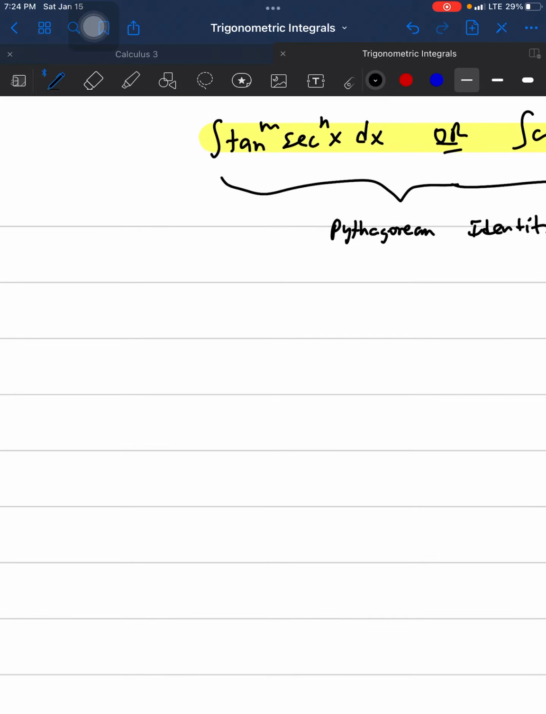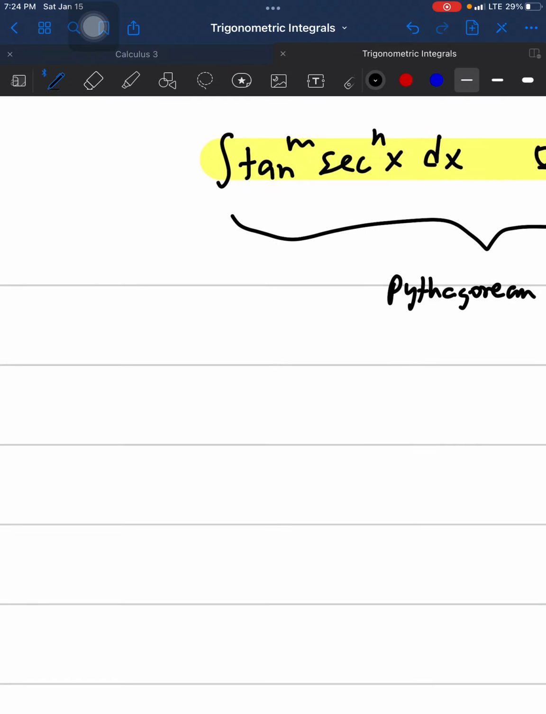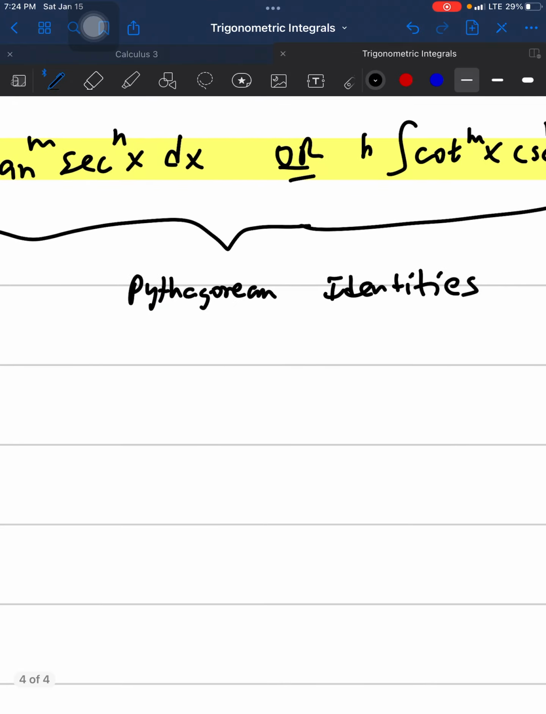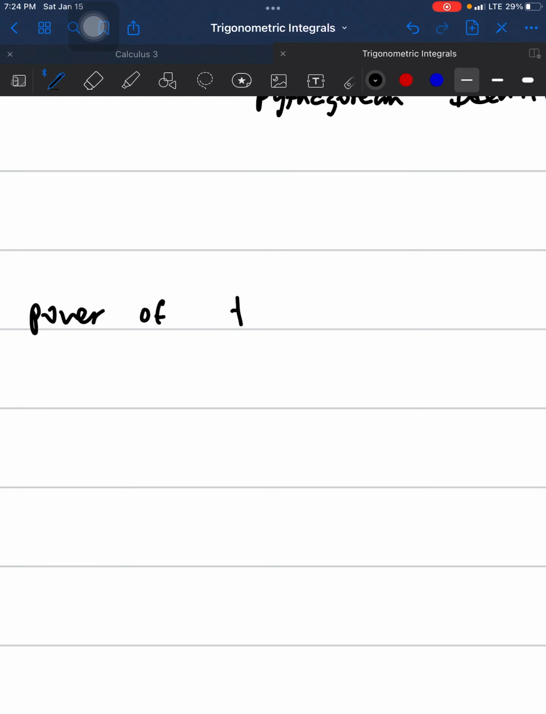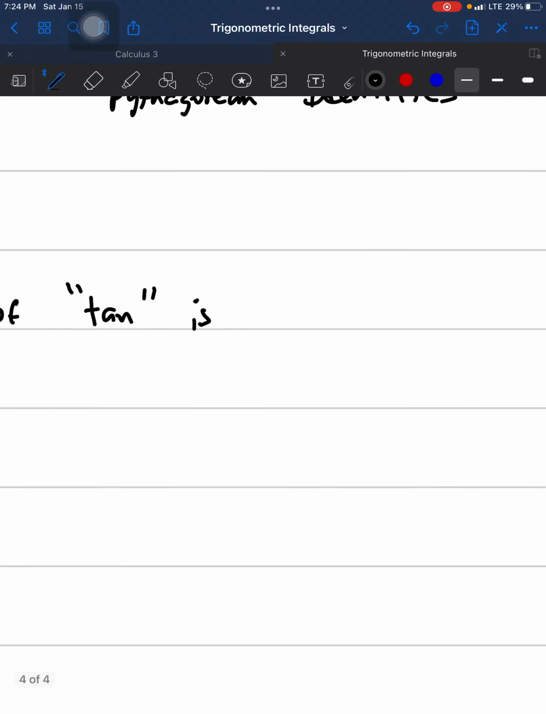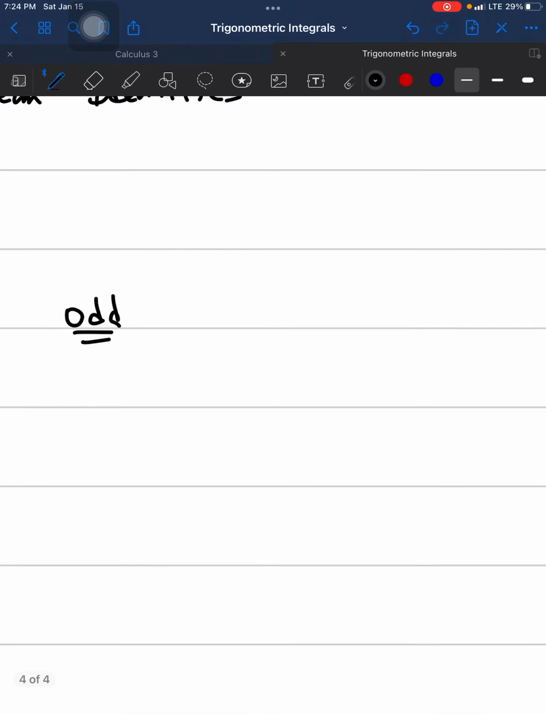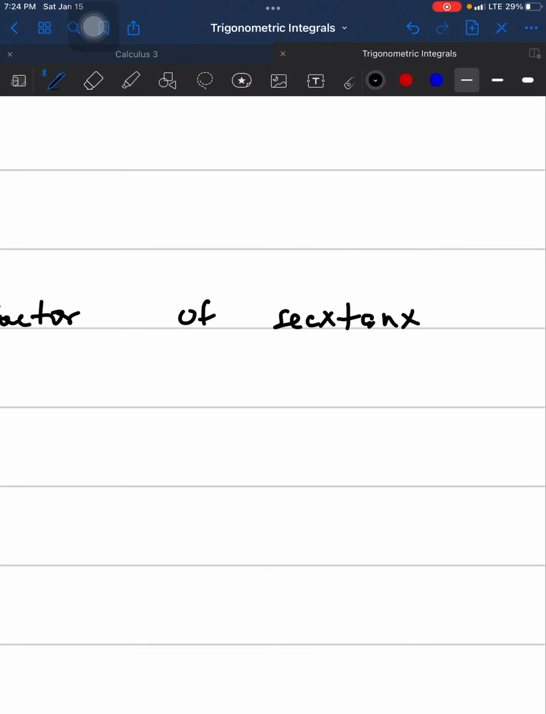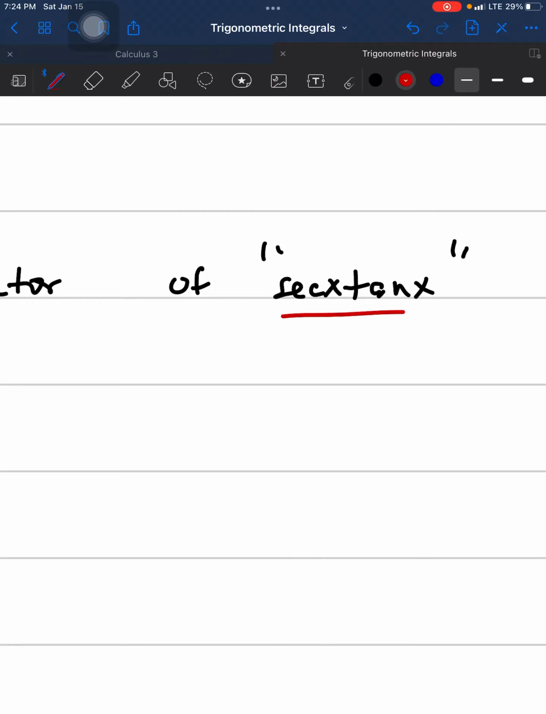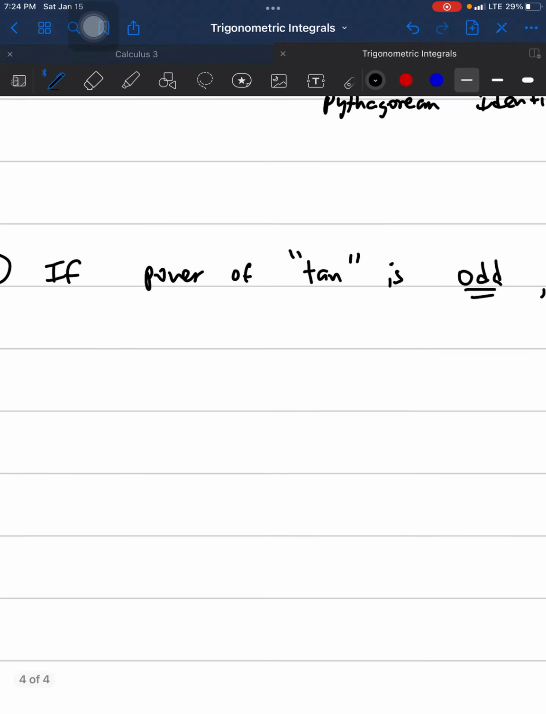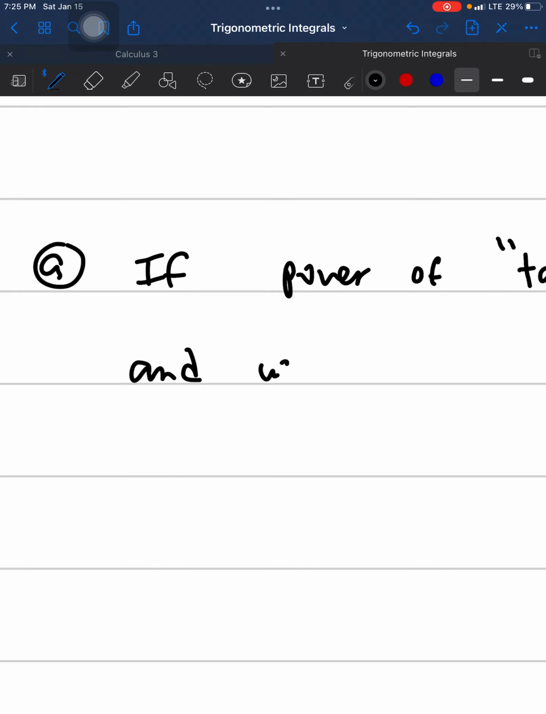So we're just going to use Pythagorean identities all throughout. So let's say for this first case, let's split this into A and B. So for A, if the power of tangent is odd, we keep one factor of secant x tan x, and use the Pythagorean identity.